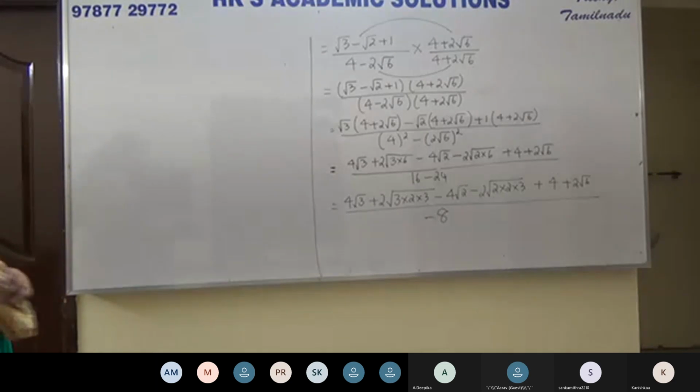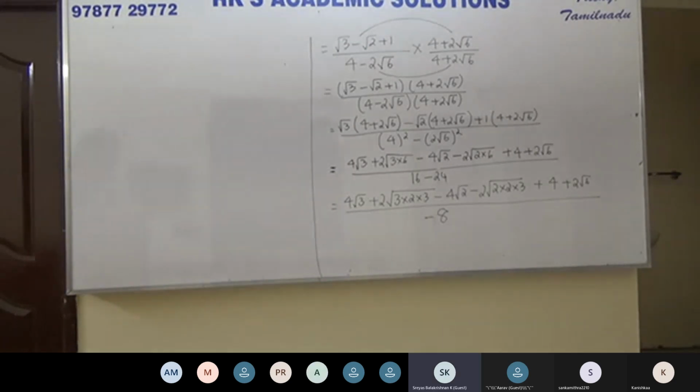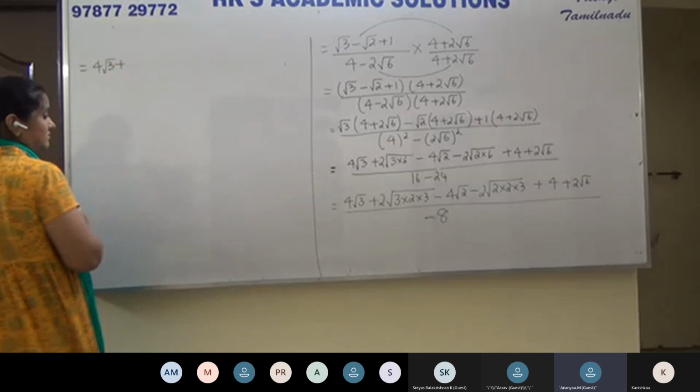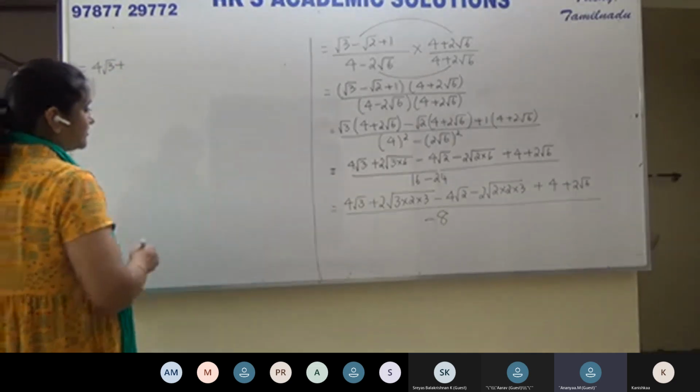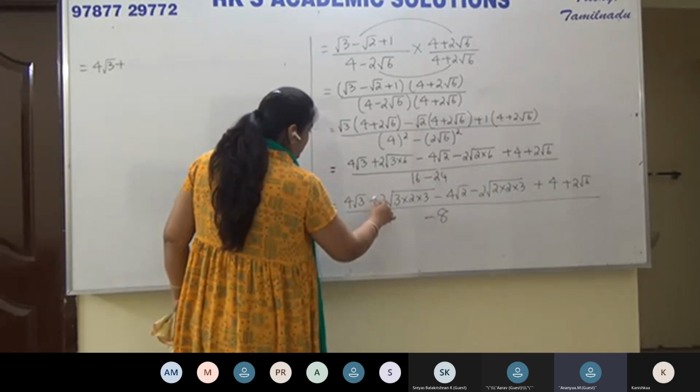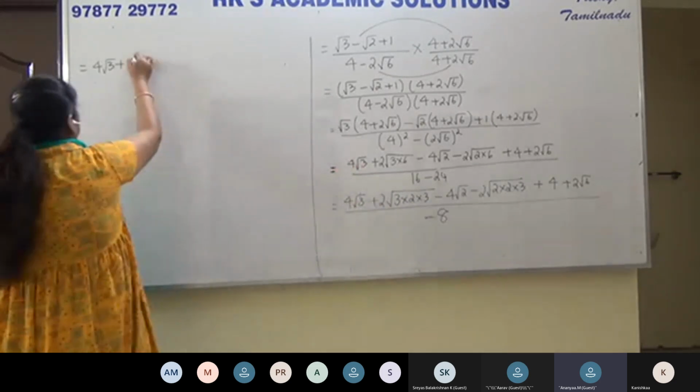If somebody else can help me to continue. Not Shreyas again. Somebody else. Ma'am, 4 root 3 plus 6 root 2. Yeah, 6 root 2. Of the 2 3's under the square root, 1 comes out. So 2 into 3 is 6. 6 root 2. Correct.